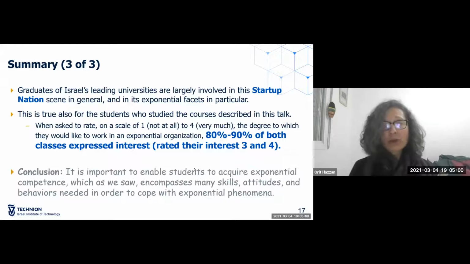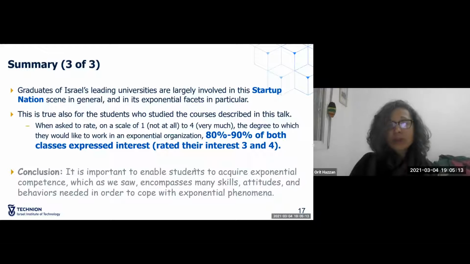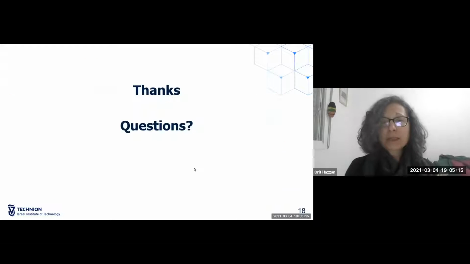And finally, one more comment. It is important to enable students to acquire exponential competence, which, as we saw, encompasses many skills, attitudes, and behaviors needed in order to cope with exponential phenomena.